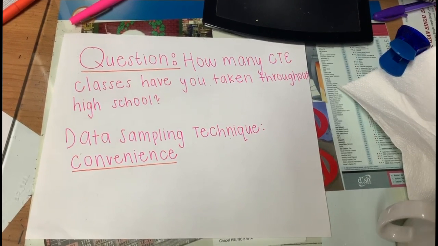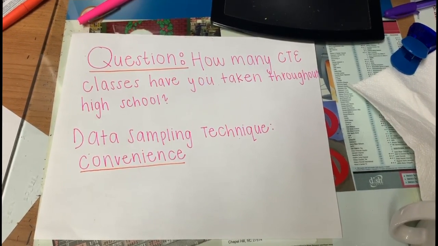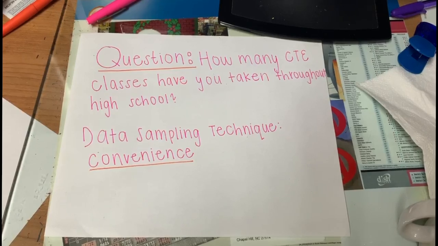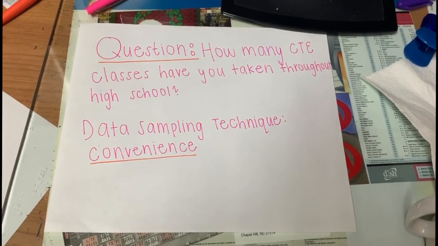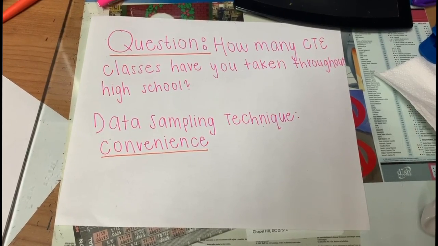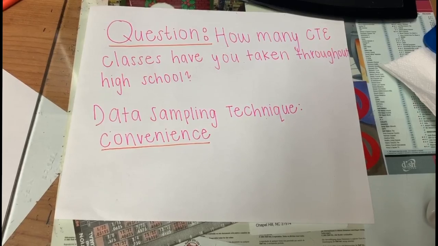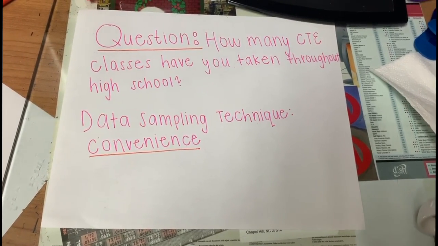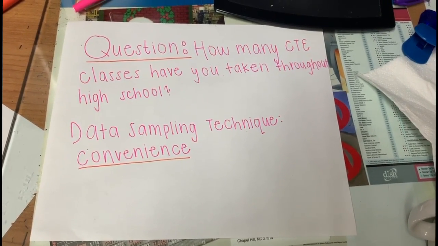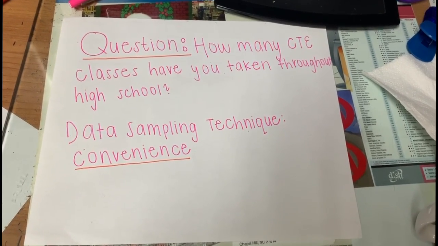Our group had the question, how many CTE, which stands for Career and Technical Education, classes have you taken throughout high school? And we used convenience as our data sampling technique. Convenience sampling is a non-probability sampling technique where subjects are selected because of their convenient accessibility to the researcher. To employ this method, each member of our group, which consisted of John, Josh, and Ryan, interviewed 25 of their friends to get the data.